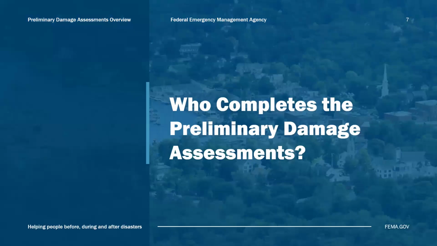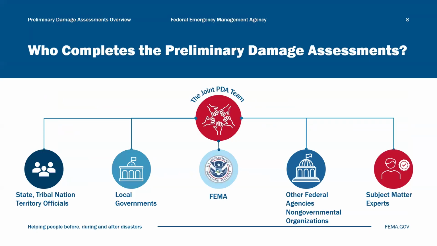Now that we have explained what the PDA process is, when it takes place, and why it is important, we'll discuss who plays a part in the preliminary damage assessment process. Who completes the preliminary damage assessment process? State, tribal nation, or territorial governments are responsible for working with local emergency managers to assess whether initial damage assessment information is complete and aligned with FEMA PDA standards.